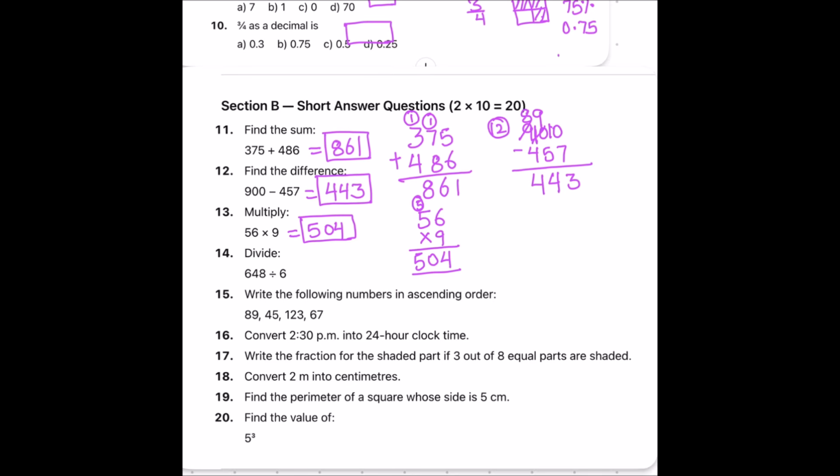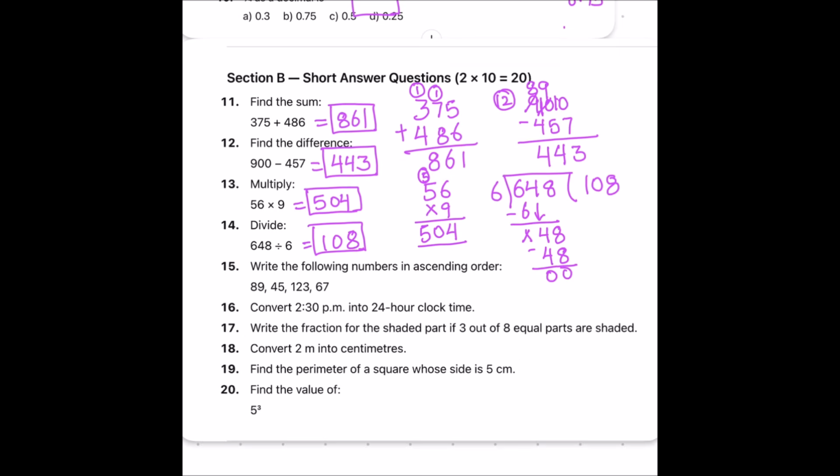Next one is divide 648 by 6. 648 by 6. So 6 times 1 is 6. This is 0. Now we'll drop down 4. But 4 is not divisible by 6. So we'll add a 0 here. And we'll drop down the next number, which is 8.